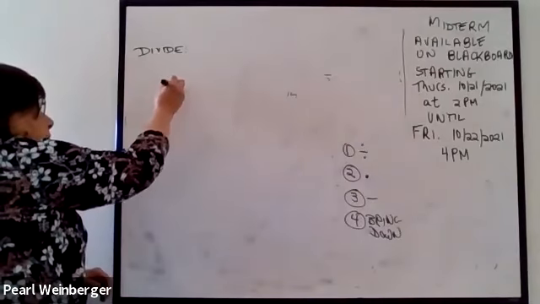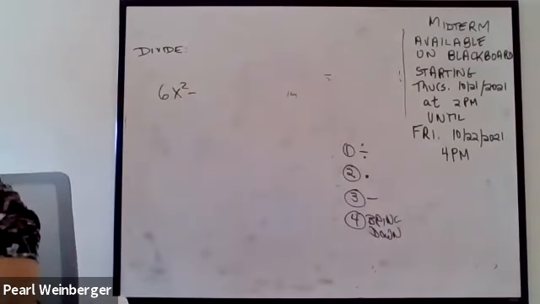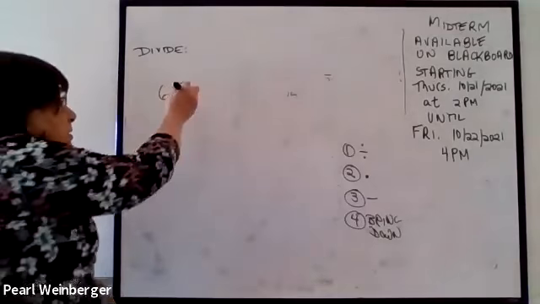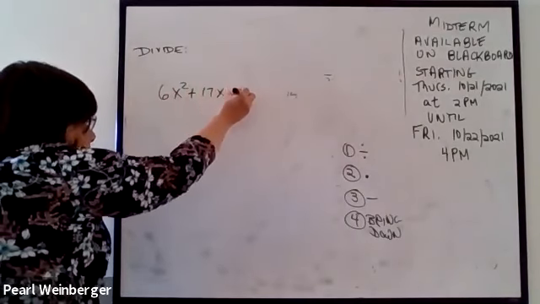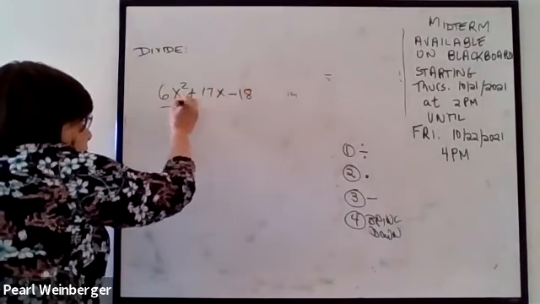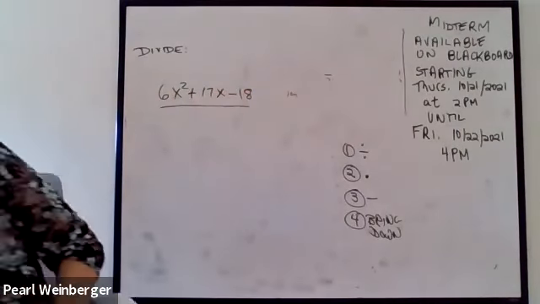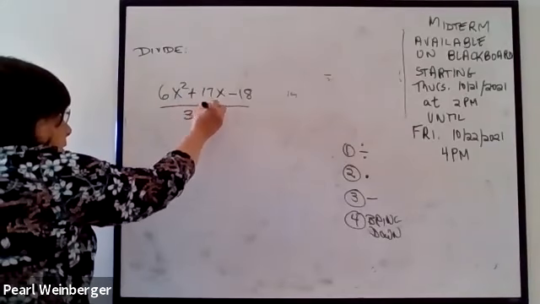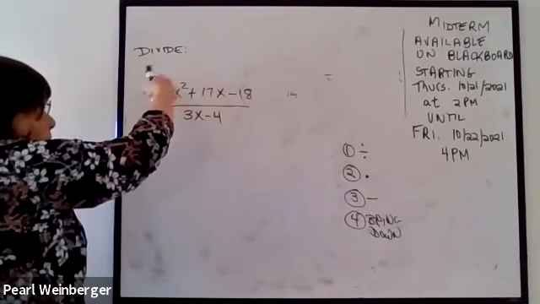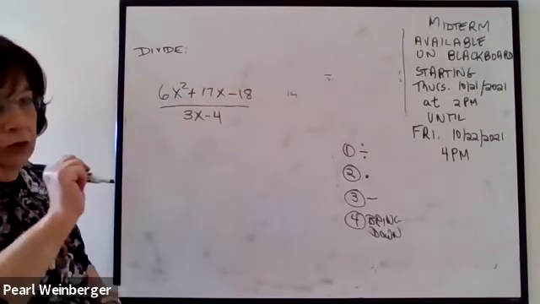Six x squared plus 7x minus 18 divided by 3x minus 4. Again, we have a trinomial that we're dividing by a binomial.